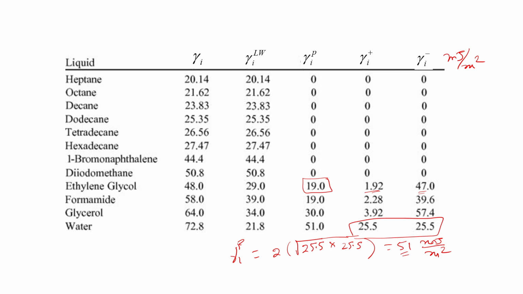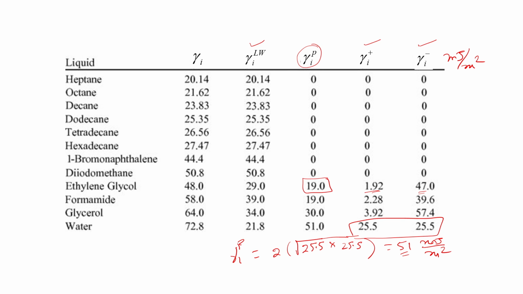You may ask how I get these polar components, gamma i plus and gamma i minus, separately. When you have to determine them, remember you have 3 unknowns: gamma i LW, gamma i plus and gamma i minus. So you will require 3 equations. In the last lecture I described how to determine gamma i LW and gamma i P, but I did not divide this P into these separate components. If I have to do that, I have 3 unknowns, and therefore I need 3 equations.